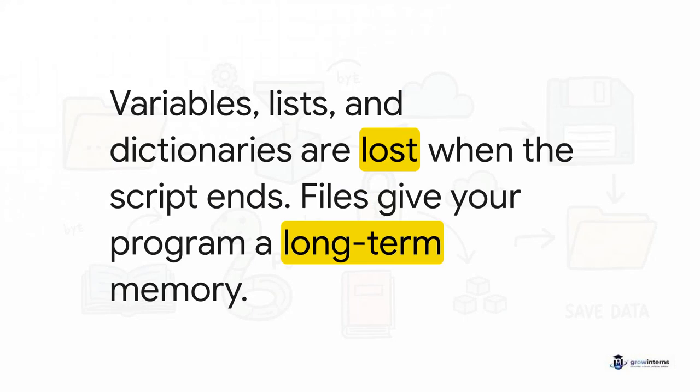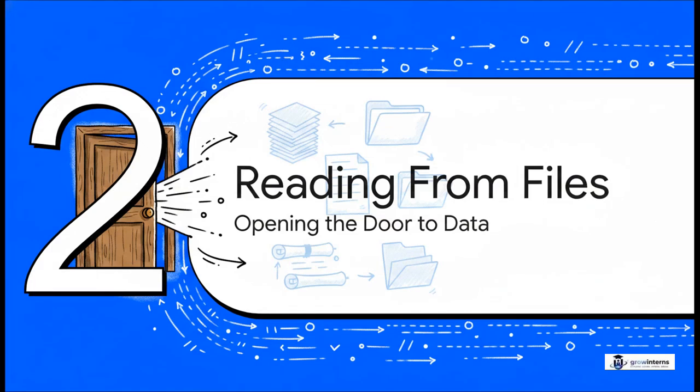See, all that data in your variables lives in your computer's temporary memory, its RAM. And when the program ends, the computer cleans it all out. Files are the solution. They are the long-term memory, the hard drive for your program's brain, letting it save its state and remember things the next time you run it. So how do we tap into this long-term memory? Well, let's start by learning how to access data that's already there. It's time to open the door and learn how to read from files.